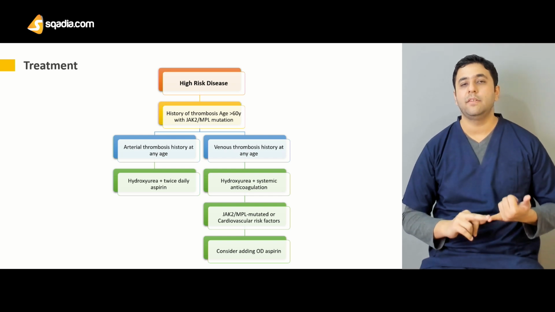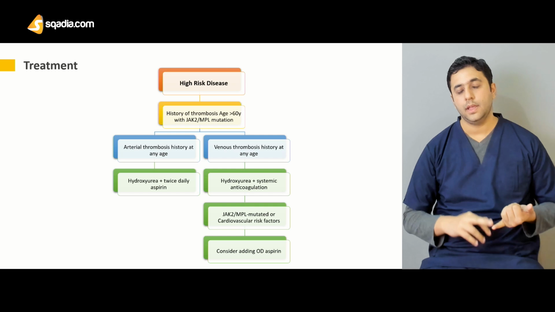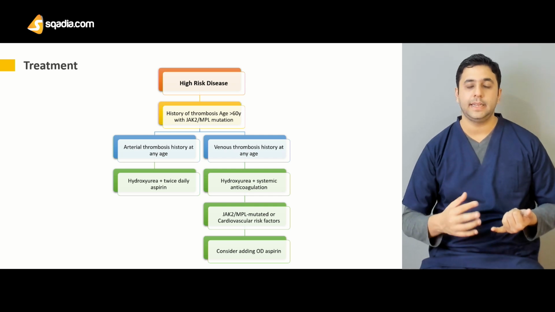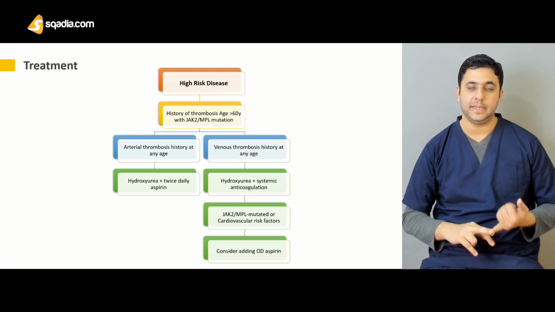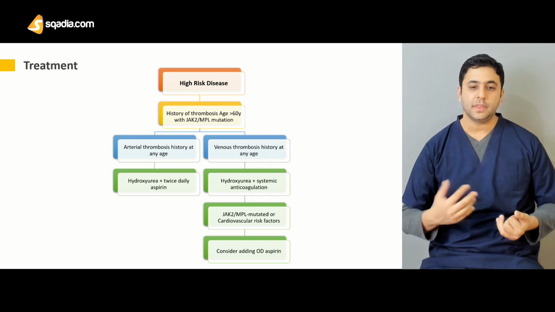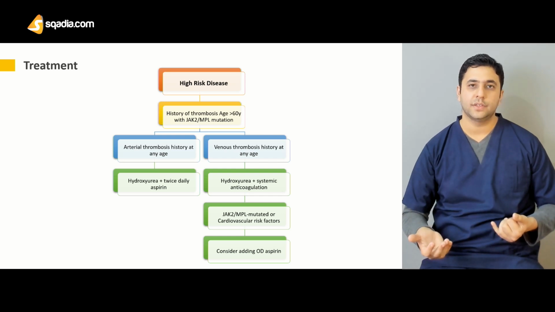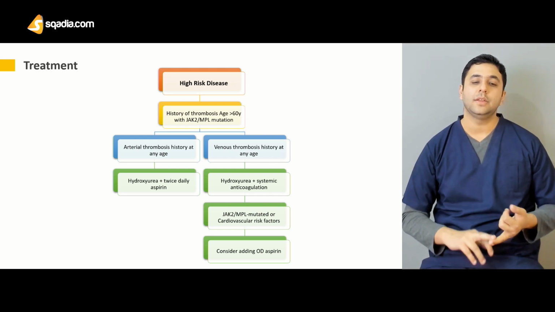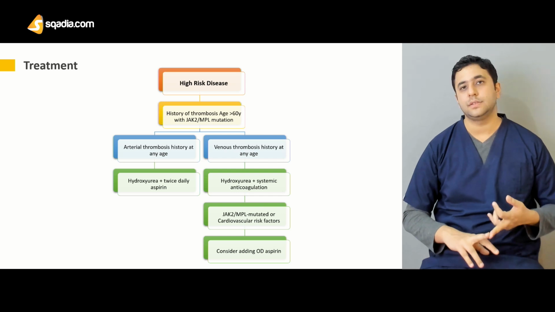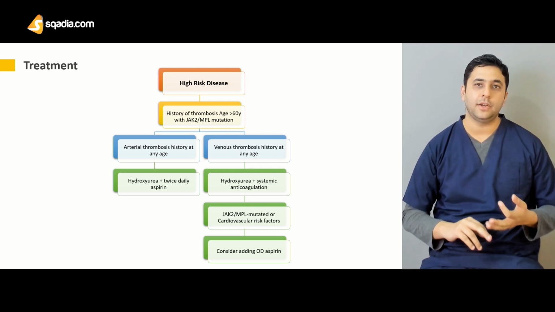So for example, if you have a patient with DVT at any age, or presently presenting with DVT, and he does not have any other cardiovascular risk disease, for example he does not have angina or hypertension or any other cardiovascular risk factor, then you will give hydroxyurea along with systemic anticoagulation, heparin or warfarin.